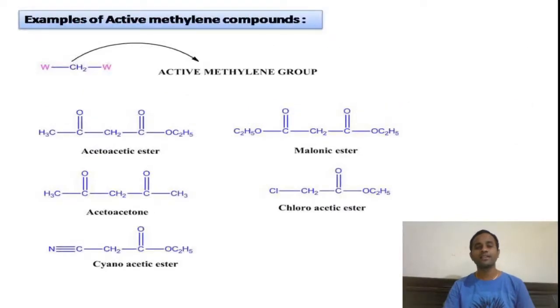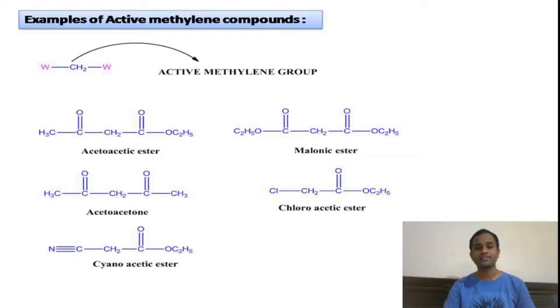If you look at the examples of active methylene compounds, these are certain examples. In the first one, that is acetoacetic ester, the active methylene group is attached to one keto group and one ester group. Malonic ester: the two withdrawing groups are esters. Acetoacetone: the two withdrawing groups are keto groups. Chloroacetic ester: one is chloro, an electronegative group, and the other is ester. These are the two withdrawing groups attached to the active methylene group.